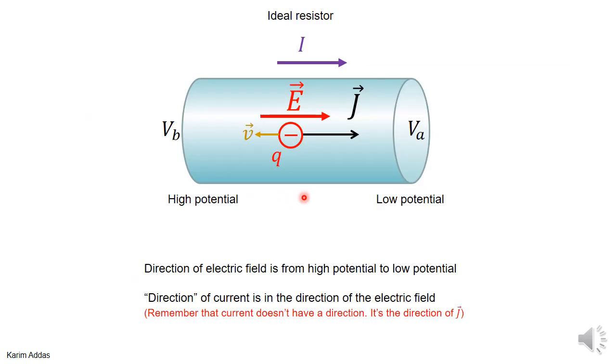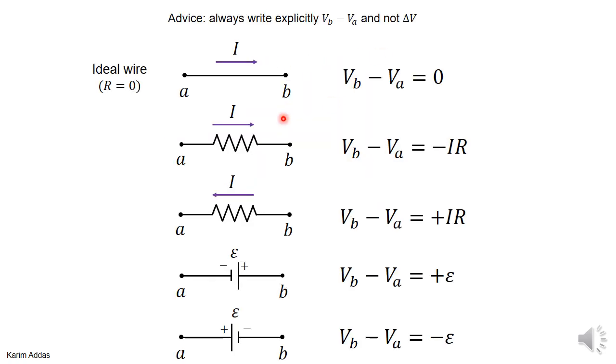So we showed, for instance, for a resistor, how to get the potential difference across the resistor. The current, which we remember doesn't have a direction, but we put an arrow on the current to point in the direction of the electric field, which is the direction of J, and the current always then goes from high potential to low potential. And so that's how we can get the potential difference across a resistor, by knowing what the direction of the current is. So we showed for an ideal wire the potential difference is 0.